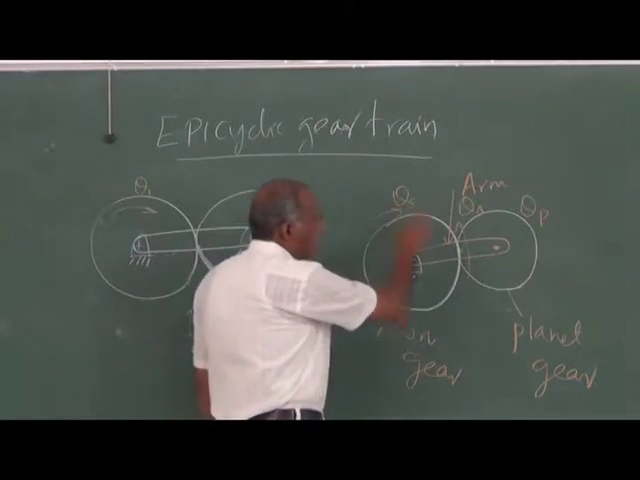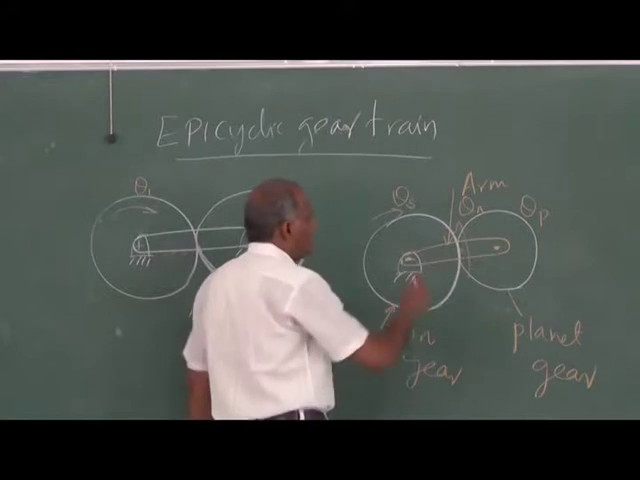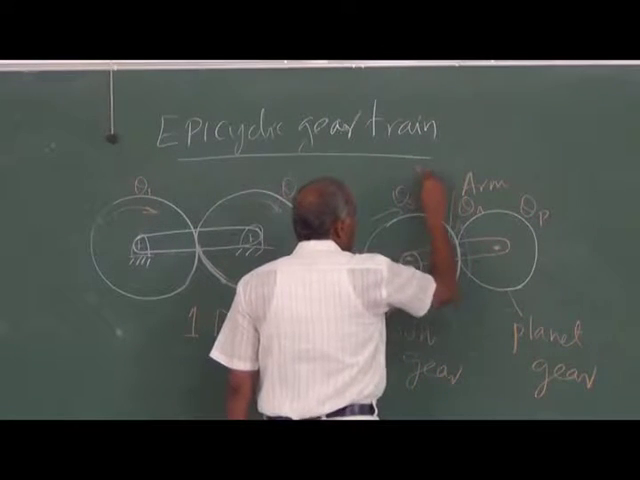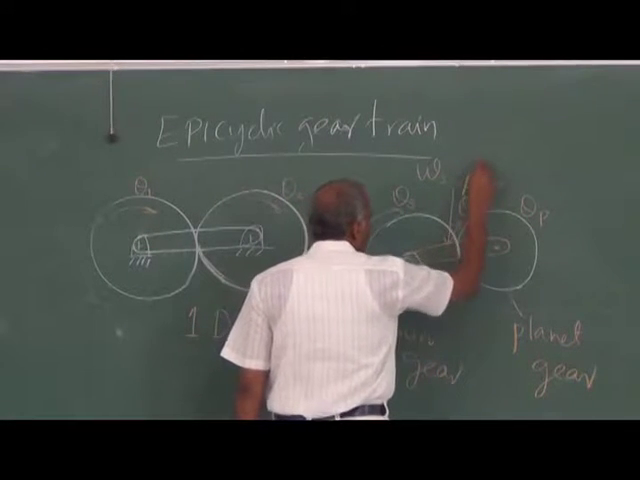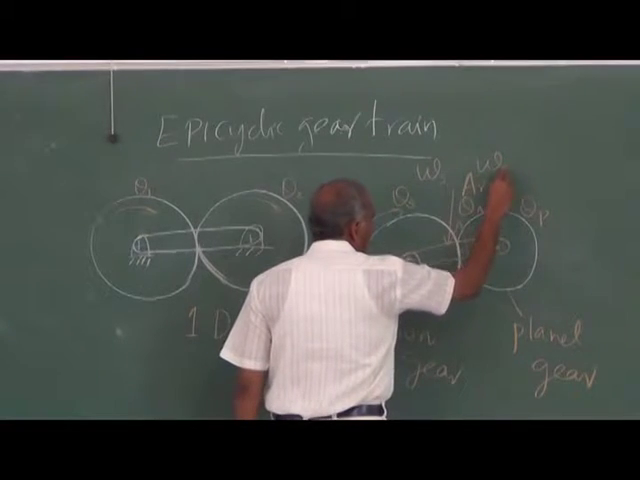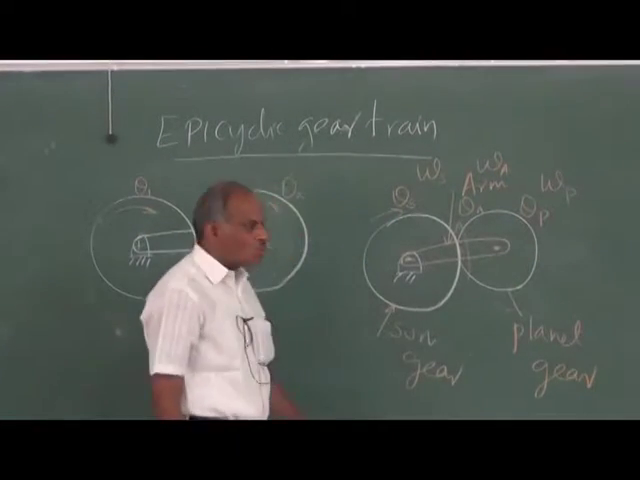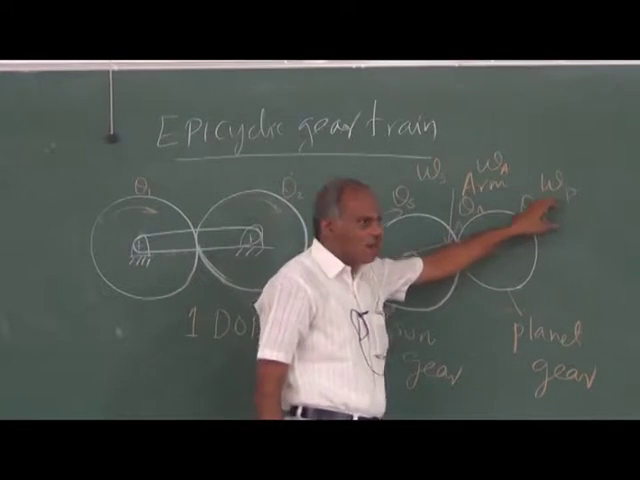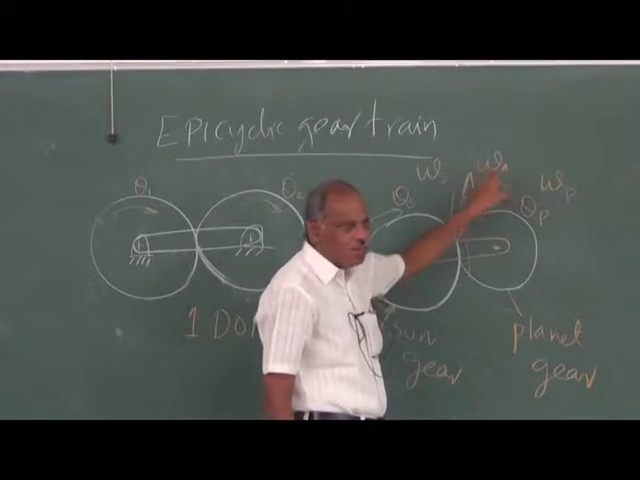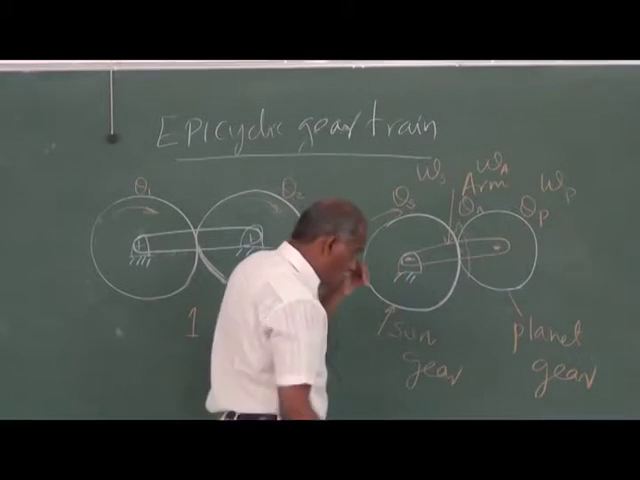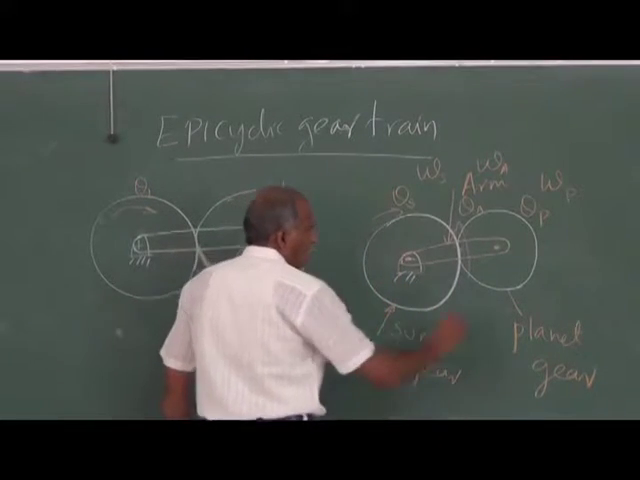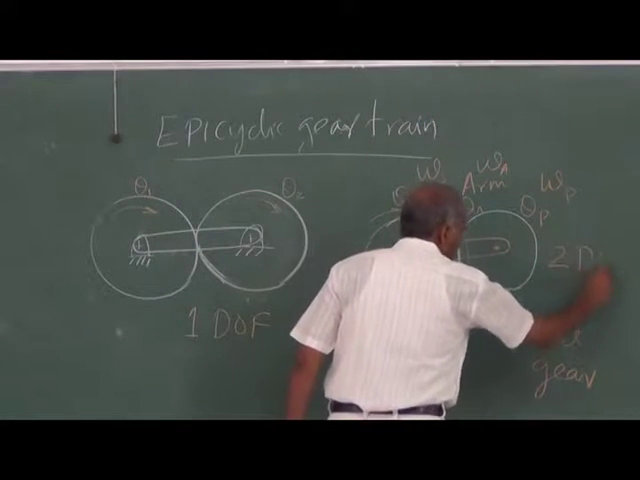So if you write all this in terms of angular velocities, then omega s, omega arm, omega a, then this is omega p. So omega p is decided not only by omega s, it's also decided by omega a. So this system has 2 degrees of freedom.